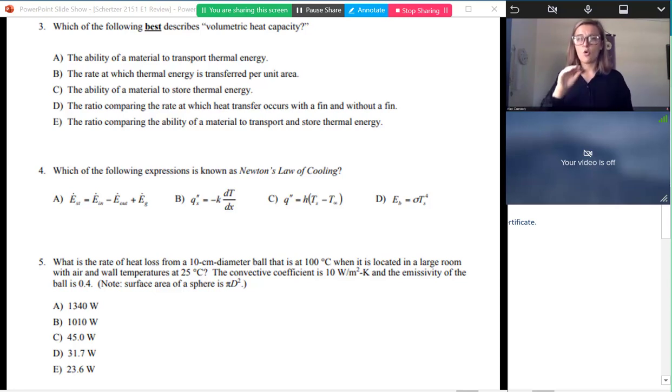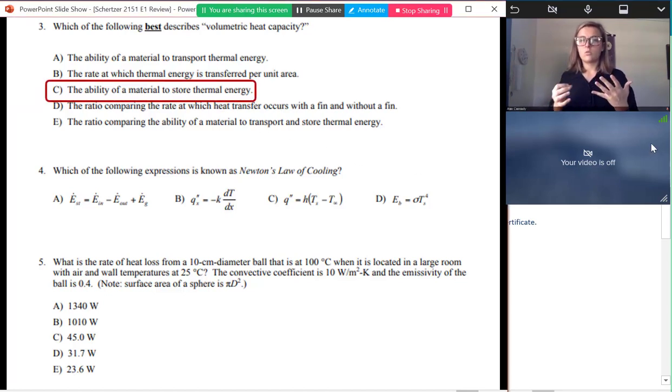The ability of a material to store thermal energy. So one way that a material stores thermal energy is by changing temperature. So that one's looking promising. D is the ratio comparing the rate at which heat transfer occurs with a fin and without a fin. So that's talking about fin effectiveness. And E is the ratio comparing the ability of a material to transport and store thermal energy. So that sounds like some kind of a dimensionless parameter. So here, the answer is part C, the ability of a material to store thermal energy.